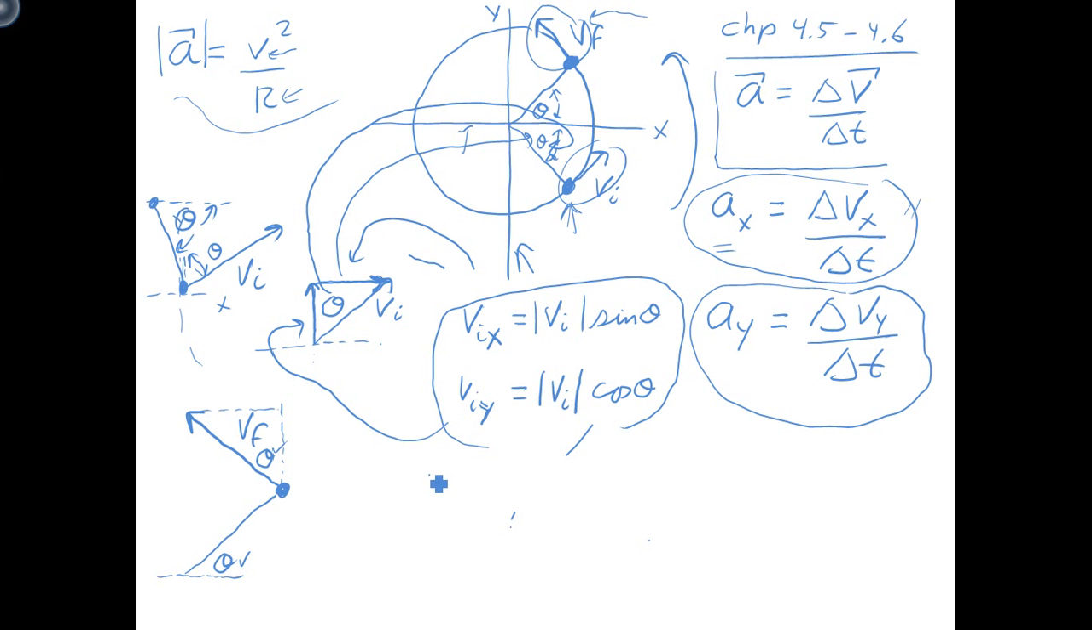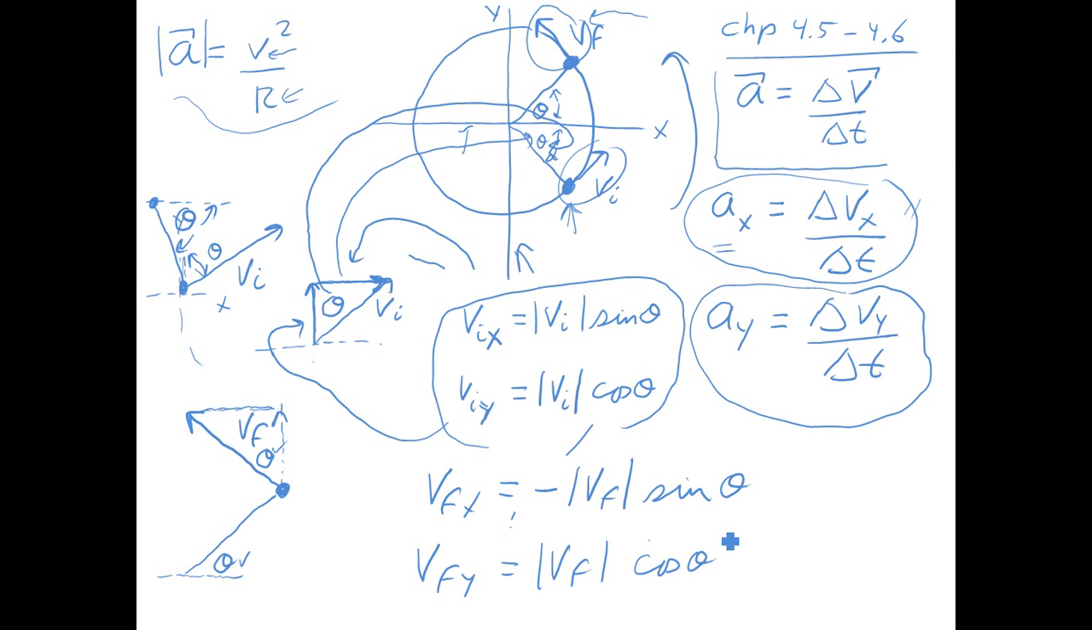Notice what I can write. V final x is going to equal negative V final, and it's this component here, so it's opposite, so it's going to be sine of that angle. And V final y is going to be a positive, it's this component here, V final magnitude cos of theta. Does everyone see where this negative sign comes from?